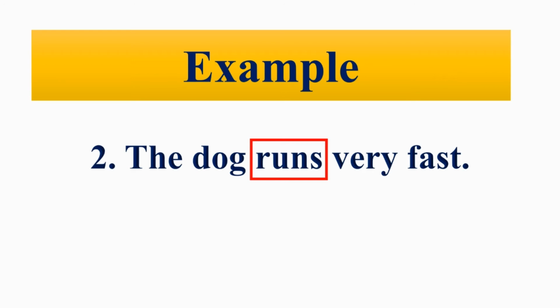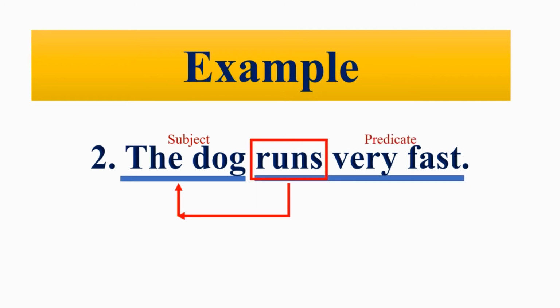So we use who. Who runs very fast? It's the dog. Very good. So that is now our subject. Next, the remaining part of the sentence is now our predicate. Okay, good job. So how many sentences do we have now? We have 2. Very good.